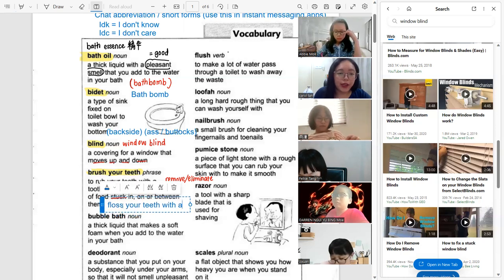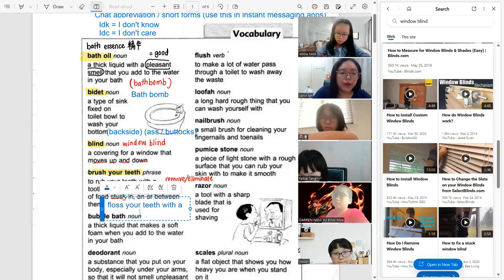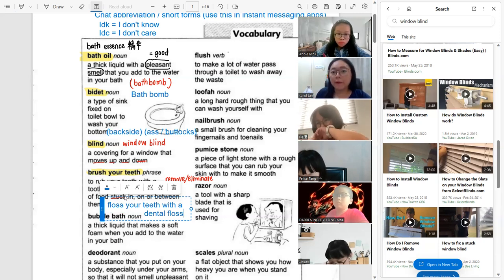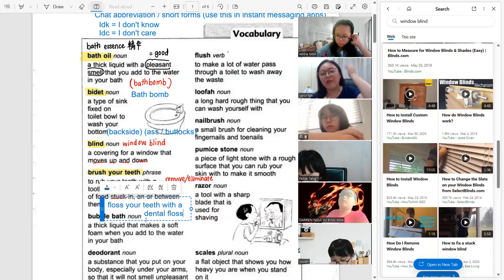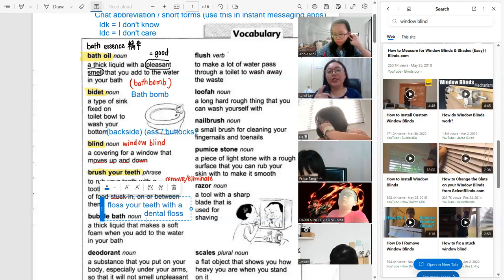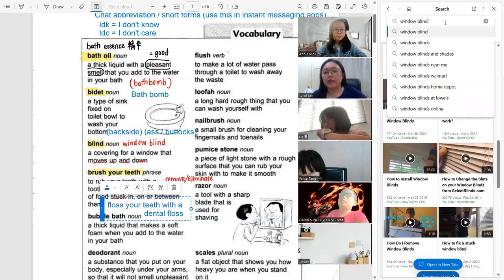But before that, I write floss your teeth with the dental floss. Everybody can write. Dental floss means 牙线. You need to floss your teeth. Get it? So I want to ask Zixian, do you floss your teeth or no? Sometimes, right? Very lazy, right? Me too. I'm also very lazy to floss my teeth.